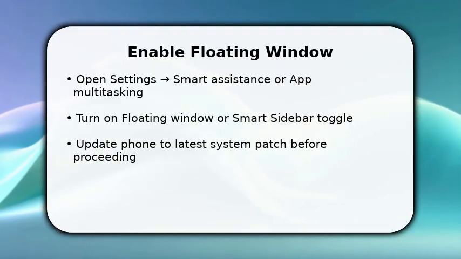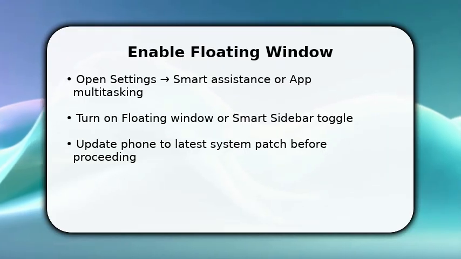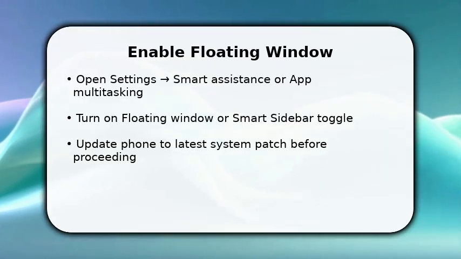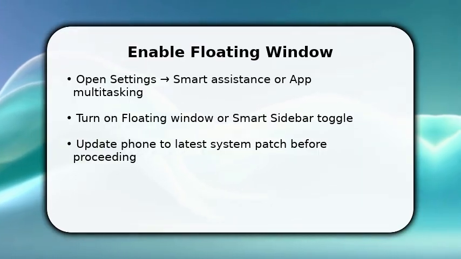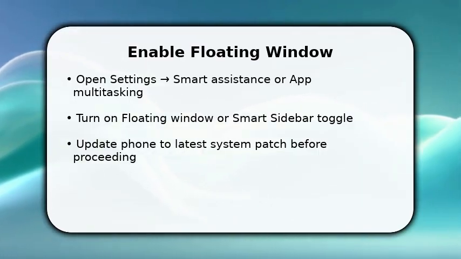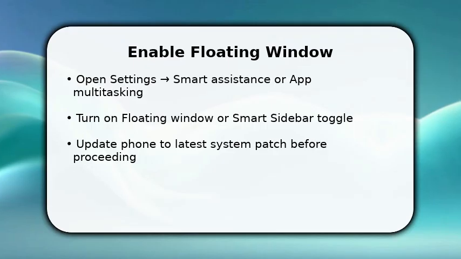You'll start by enabling the floating window feature so it's available system-wide. Go to Settings, then Smart Assistance or App Multitasking. Turn on Floating Window or Smart Sidebar. Once done, make sure Recent Apps gestures are enabled so you can access multitask controls quickly.